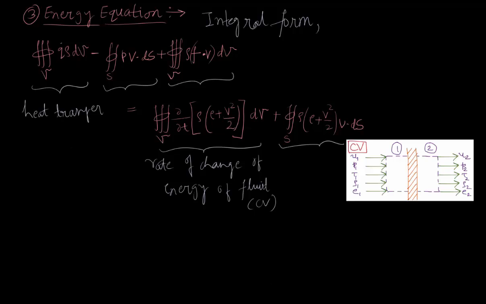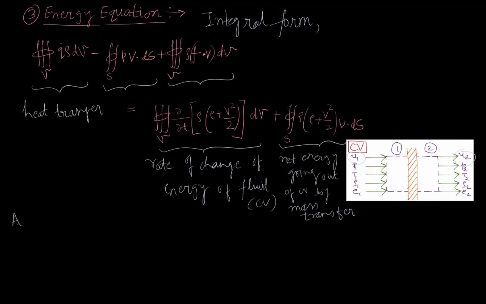And the last term here represents the net energy going out of the control volume by mass transfer, because some mass of fluid is coming inside the control volume at a particular velocity of u1, and some mass of fluid is going out at a velocity of u2.